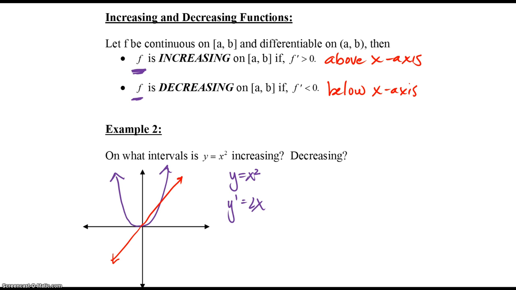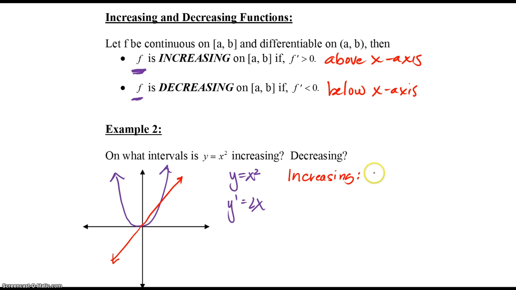So I look at my graph in red here and I see that from negative infinity to 0, it's below the x-axis. From 0 to infinity, it's above. So let's answer the question. Where is the function increasing? So, increasing.